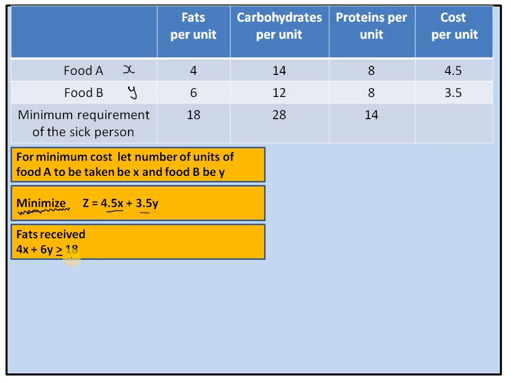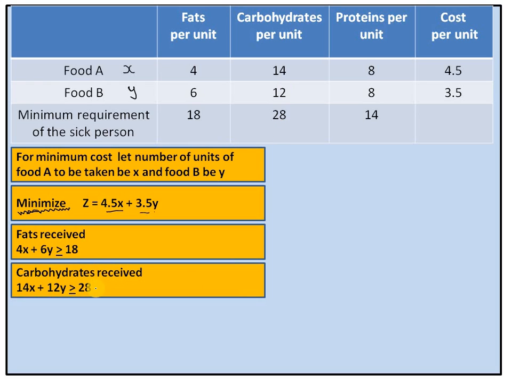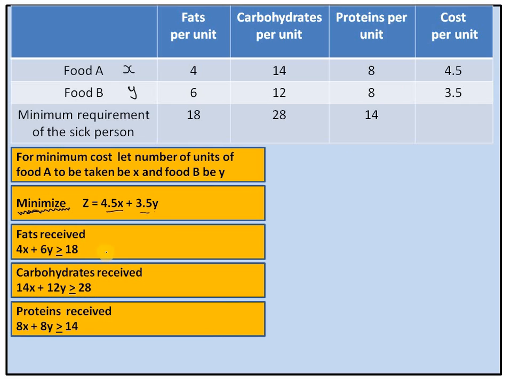अभी कंस्ट्रेंट क्या है? It should be more than 18, he cannot get less than 18 fat। Similarly you see now, कार्बोहाइड्रेट कितना मिलेगा उसको? 14x plus 12y, that should be more than 28। प्रोटीन कितना मिलेगा उसको? x यूनिट फूड लेगा A तो 8x, y यूनिट फूड लेगा और फूड B 8y, एंड 8x plus 8y should be more than 14। ये उसका कंस्ट्रेंट है, समझ गए?